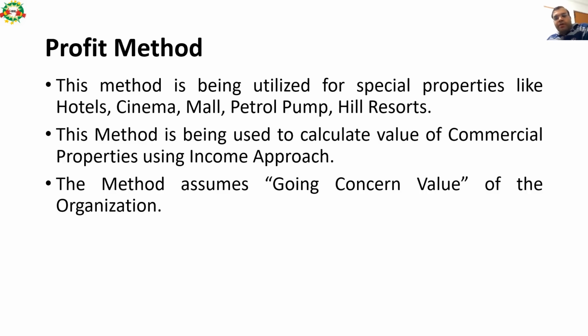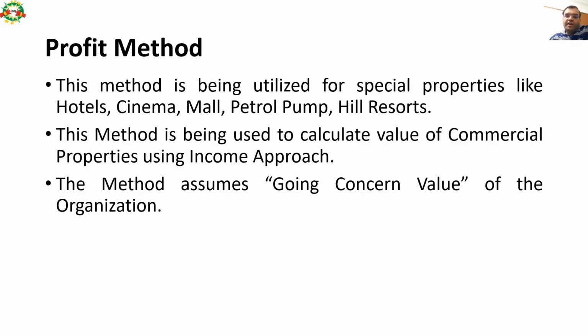Next important topic, a case study may come on this topic, is the profit method. This method is utilized for special properties like hotel, cinema, mall, petrol pump, hill resort. It is used to calculate the value of commercial property using the income approach, and it again assumes going concern value. If you remember, we discussed the concept of going concern value in our chapter 8 part 1 session. So a 12 marks or 8 marks case study may come on this.